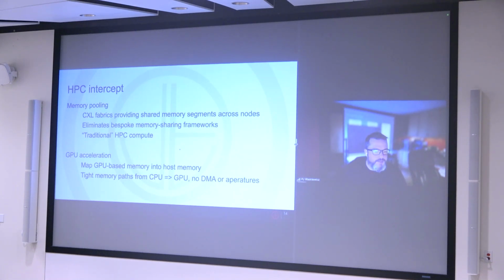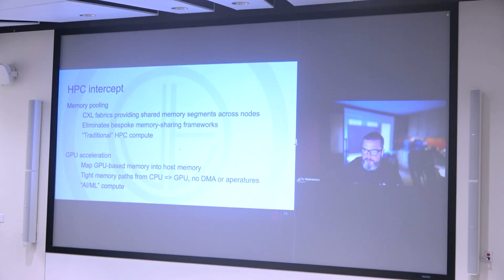The other one is GPU acceleration. I think once GPU vendors really start embracing CXL, I see this as a Type 2 play where they can map their memory into host memory. They might be able to do some tricks with cache coherency.